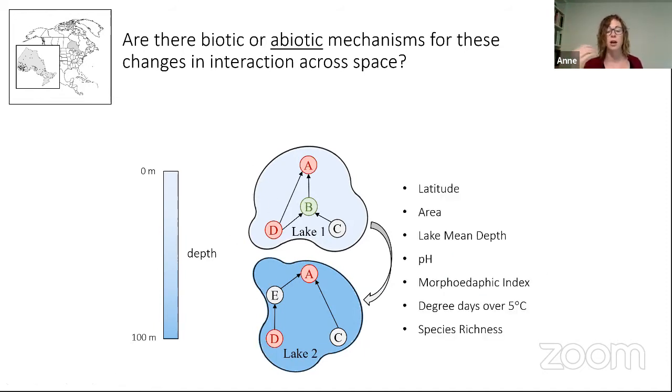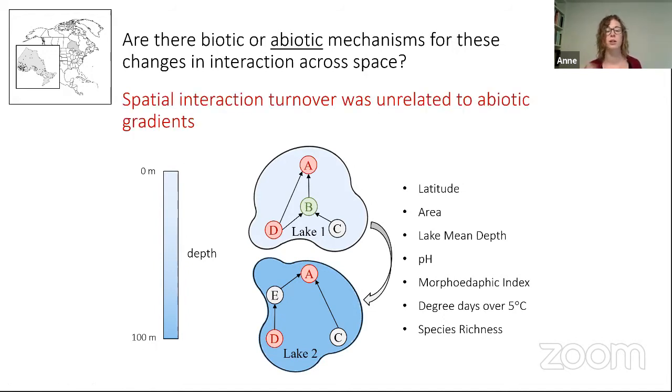So we looked at all of these different abiotic mechanisms that we had for all of these lakes: the latitude, area, mean depth, pH, morphoedaphic index, which is a proxy for the productivity of the lake, degree days over 5, and species richness, which isn't really abiotic, but we lumped it in there anyway. And what we saw was that spatial interaction turnover was actually unrelated to abiotic gradients to any real extent. So the environmental components aren't really driving it.